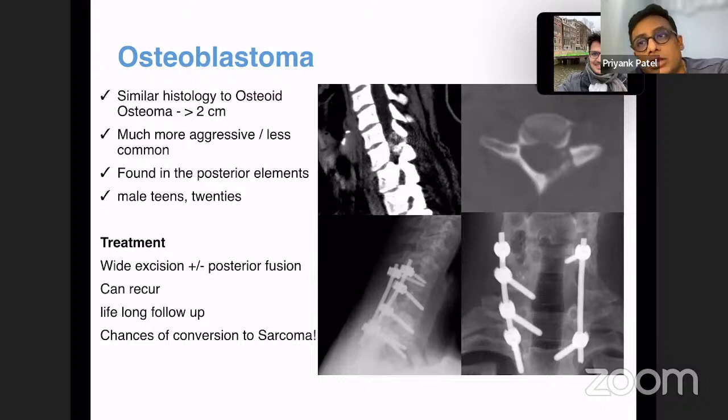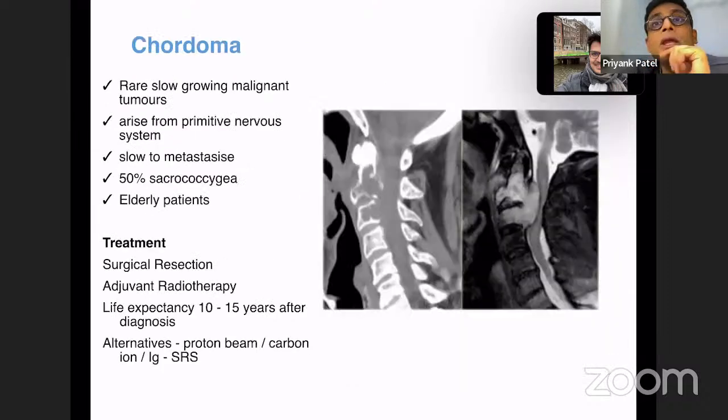And the treatment for this is not just removing the nidus or curettage. It's actually wide excision, and a lot of times they cause a lot of instability, so an additional fusion has to be done. You have to keep a watch on them because they can recur. That means you need to have a lifelong follow-up, and there is a real chance that it can convert to an osteosarcoma, and that's the reason why you have to do a wide excision rather than an intralesional curettage like what you would do for an osteoid osteoma.